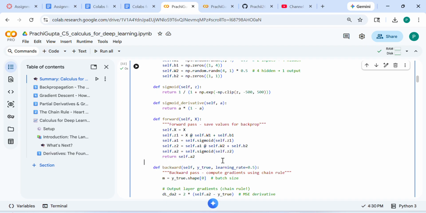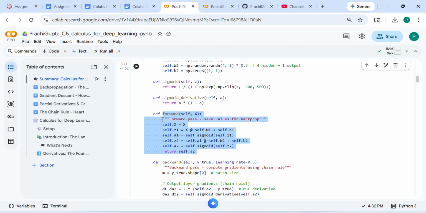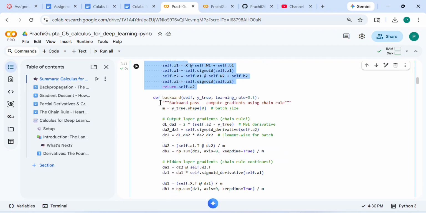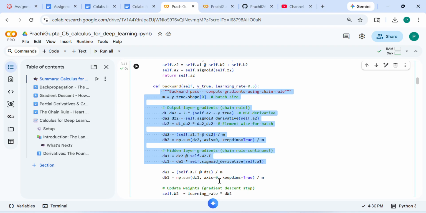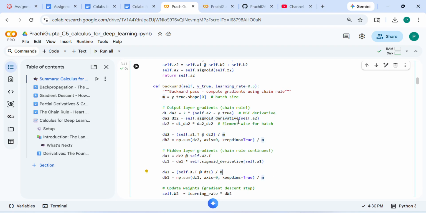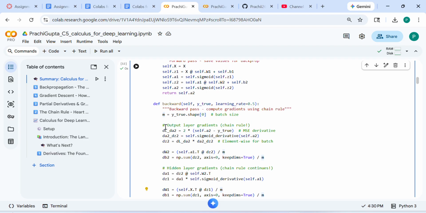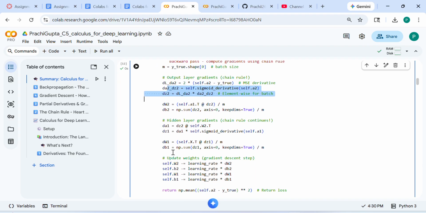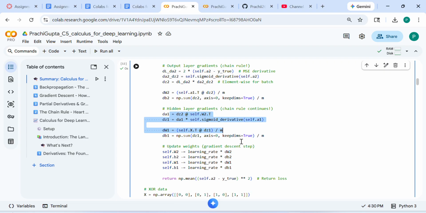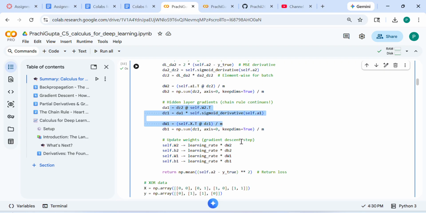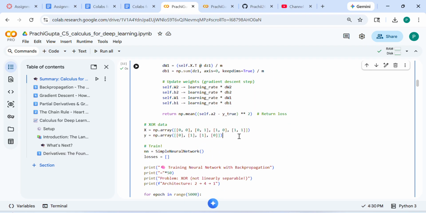So that is what we are doing here in the forward pass. Once the forward pass is done, we will define the backward pass. In the backward pass, we are computing the gradients of the output layer weights, and then we propagate the error back to the hidden layer. Once we do that, we compute the gradient for the first layer weights. So that is what we are doing here.